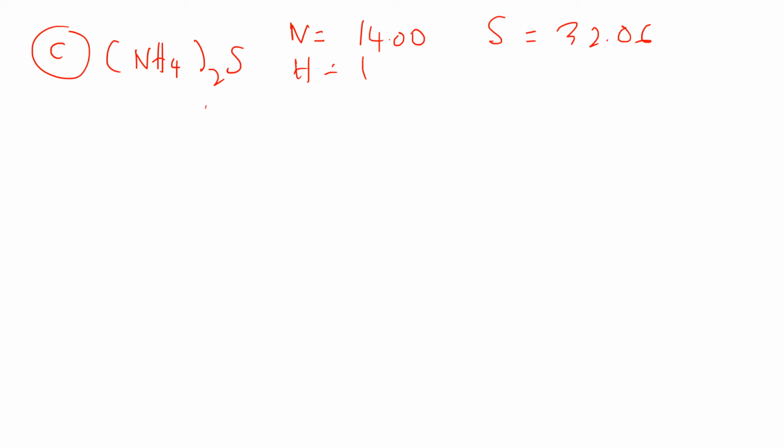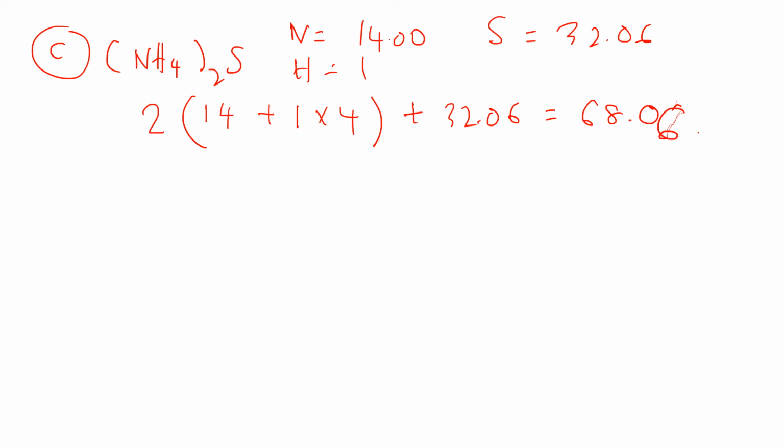So when you total up, nitrogen 14 plus hydrogen 1 times 4. Okay, because we have 4 hydrogen atoms, so we put in bracket times 2. Because we have 2 here, 2 molecules of NH4. Okay, plus 32.06. So the total is 68.06.